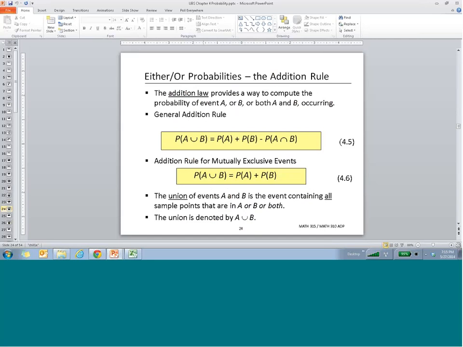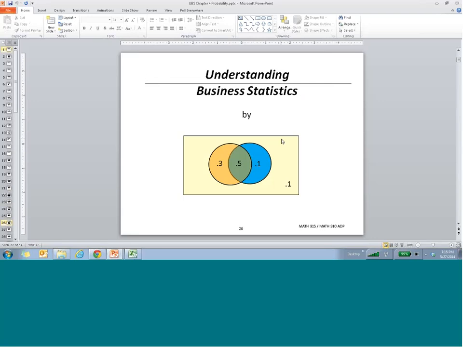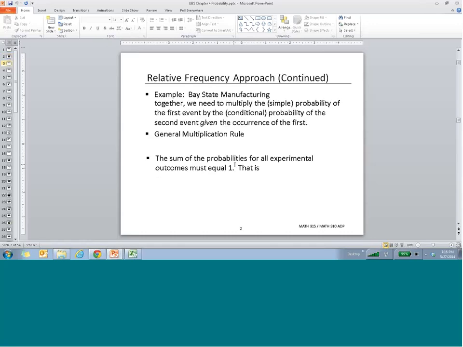Either or is the union. So it's the probability that A will happen plus the probability that B will happen minus the probability of the intersection of them. So let's go back to our Venn diagram. Here's our Venn diagram. The probability of this happening is 0.8. The probability of this happening is 0.6. So then the probability of either or happening is the 0.8 plus the 0.6 minus the probability of both happening, which is the 0.5. Or, done differently, it's the 0.3 plus the 0.5 plus the 0.1. Now hold on to that thought, keep that image in your mind, and we'll go back to the formula. I want you to be able to picture this. There's two different ways of doing this when we go back to the formula.